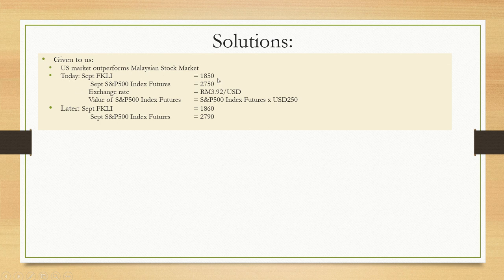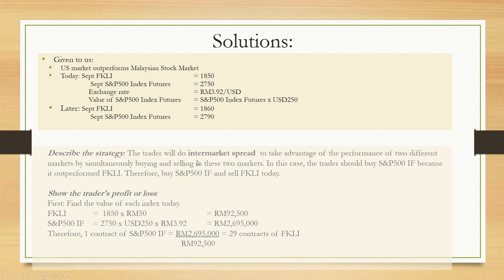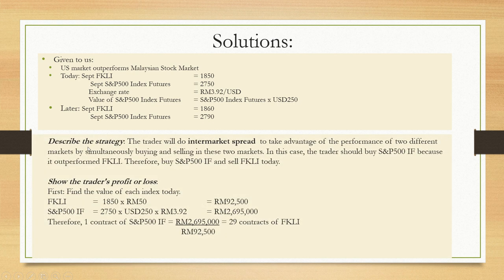So as at today, these are the prices given, the exchange rate and also the value of S&P 500. Nak convert pada USD, kita darab USD 250. And later, given to you, September FKLI is 1860, and September S&P 500 index future is 2790. Okay, so the first question, dia kata describe the strategy.